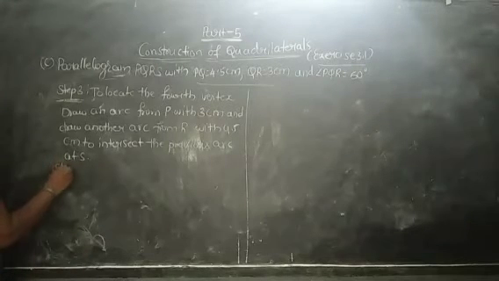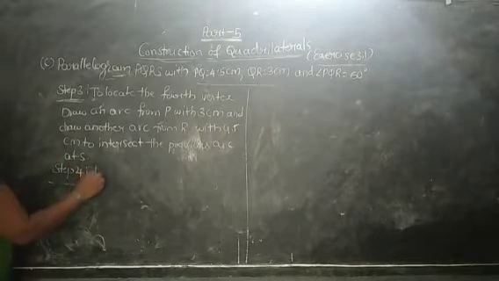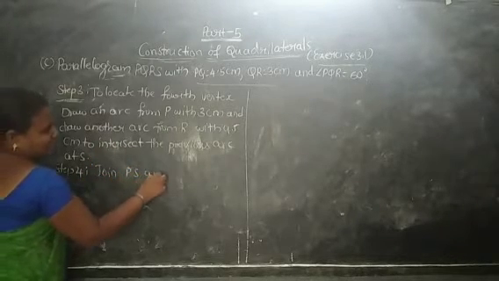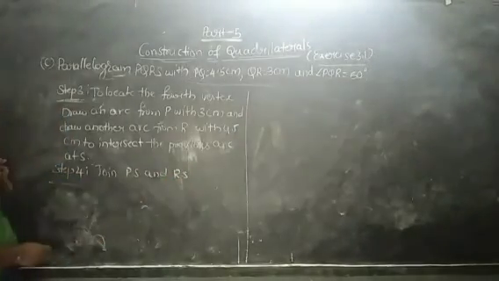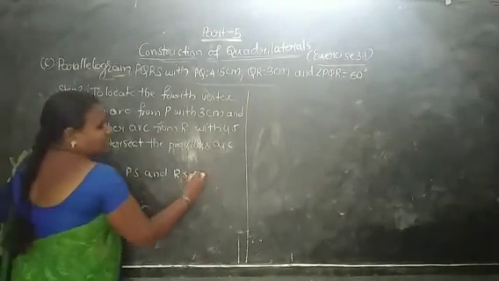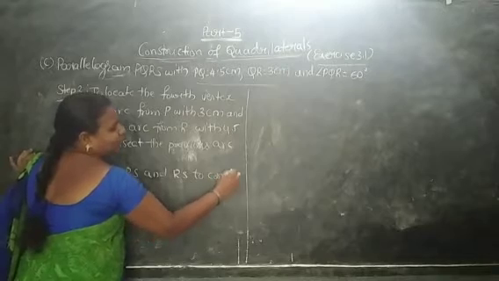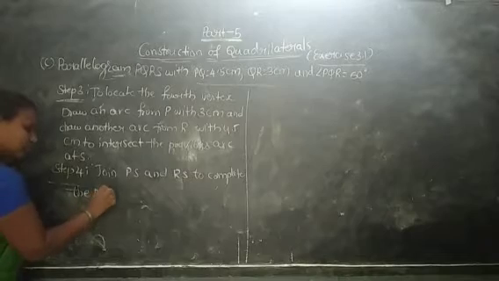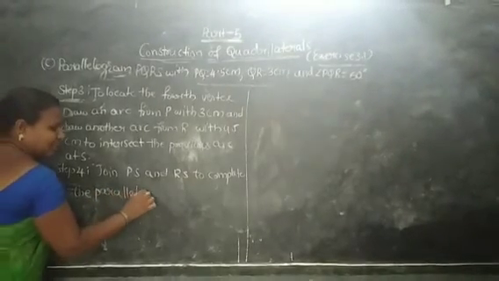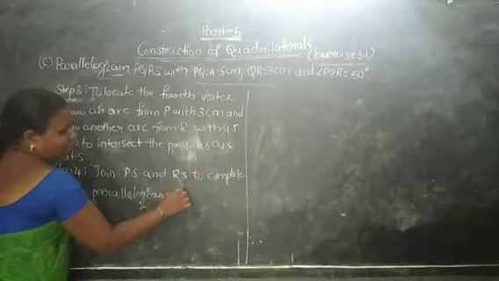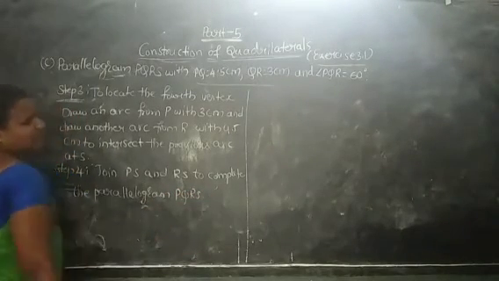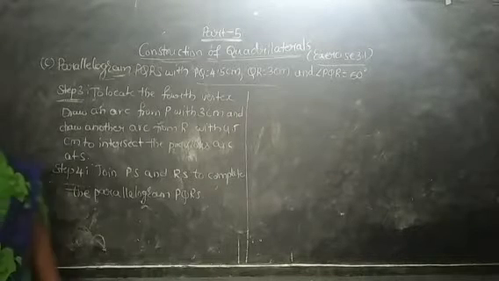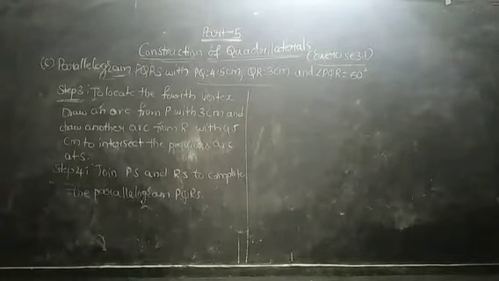And step 4, join PS and RS to complete the parallelogram PQRS. These are our steps of construction. Okay. Write the steps first, then I will explain the construction.